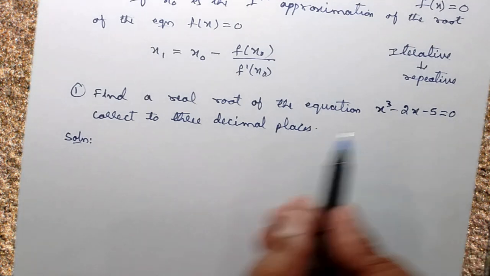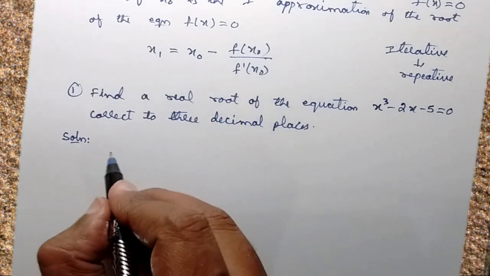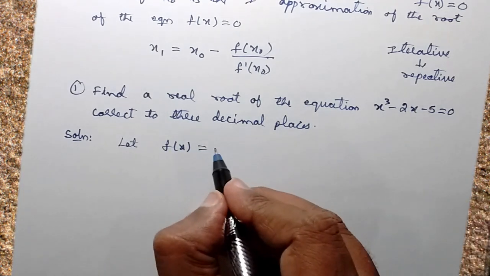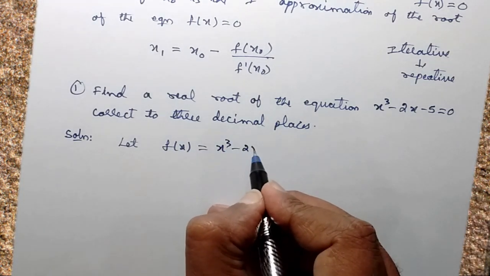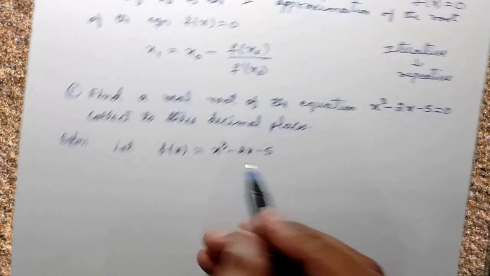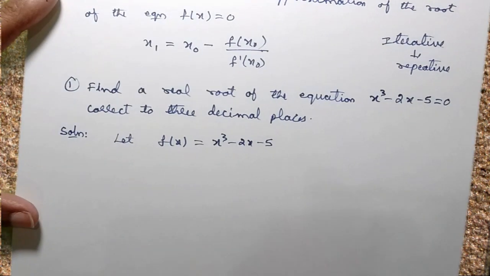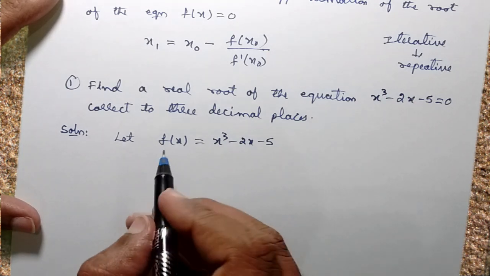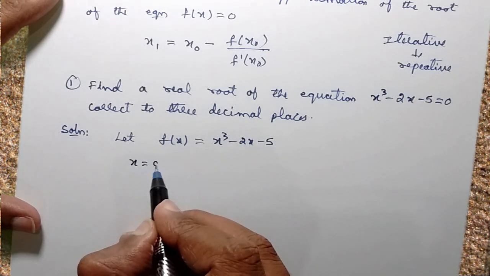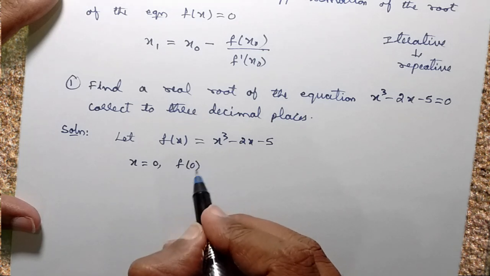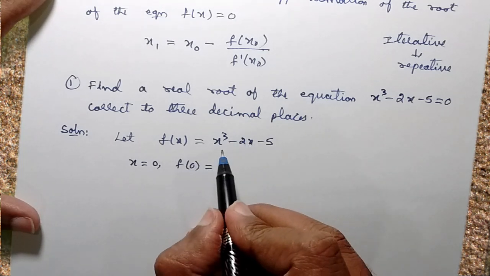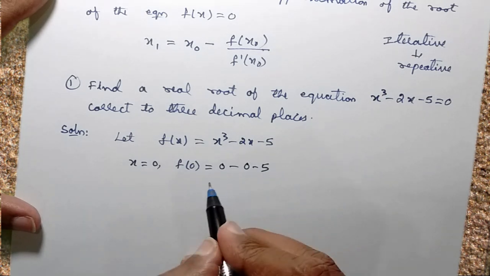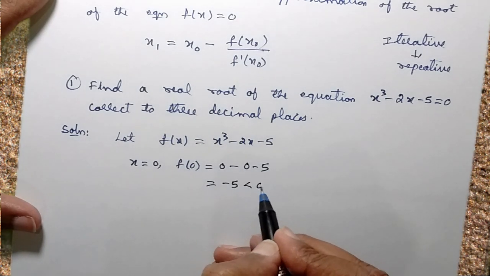So how to find out that x0 value? Let us take the given function to be x cube minus 2x minus 5. To get the required solution, just go on taking the value x equals 0, x equals 1 and so on. Suppose if you put x equals 0 over here, f of 0 will be how much? This becomes 0, this becomes 0, and that will be minus 5. So you're getting minus 5, which is a negative value.